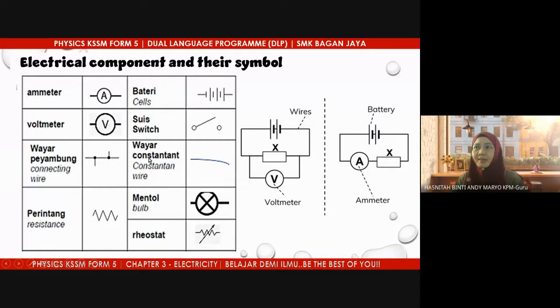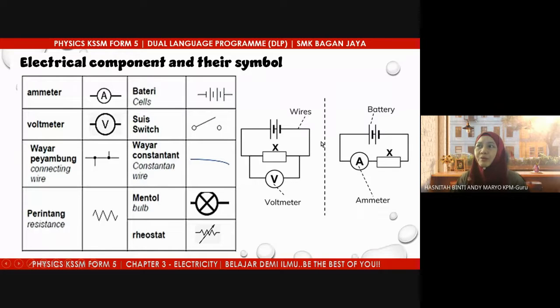This is the symbol for a wire, constantan wire or any kind of wire, we draw it in this way. The symbol for a bar, and this is a rheostat. A rheostat is an adjustable resistor. This is a resistor, not resistance. This is a fixed resistor. It has a fixed value. A rheostat is an adjustable resistor, which means we can manipulate the value, we can change the value.